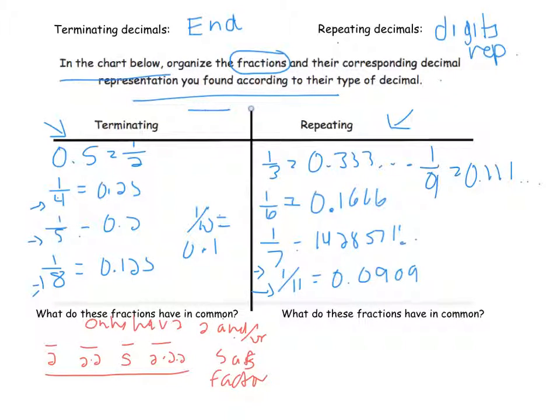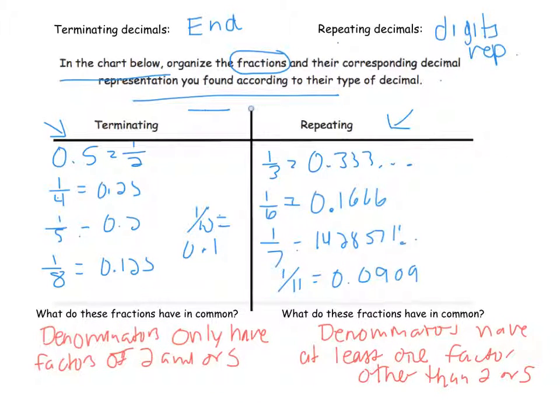And I hope you're writing neater than I. Matter of fact, I'm going to pause and rewrite that. All right, here it's written at least a little bit neater. So the denominators only have factors of 2 and or 5 if it's terminating. 2 and or 5. Where if it's repeating, there's at least one factor other than 2 or 5.